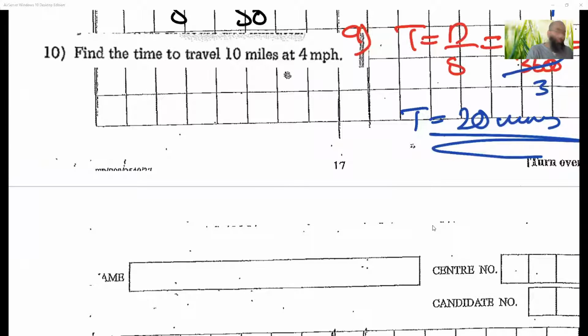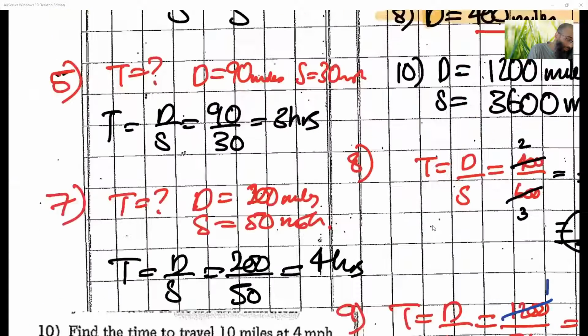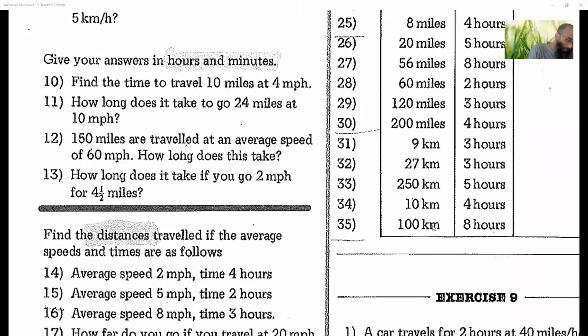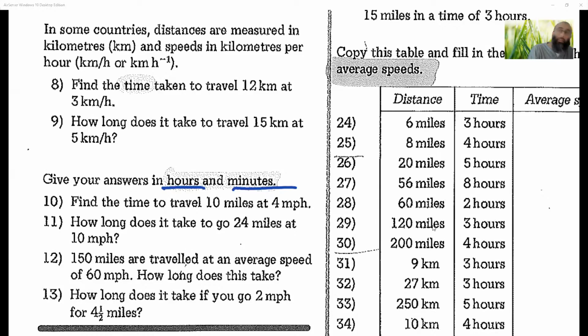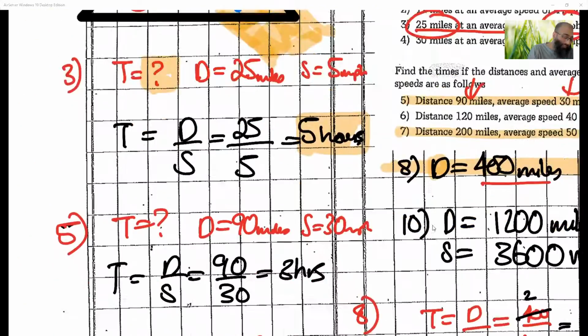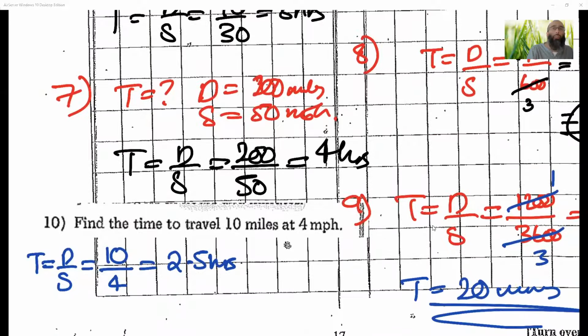Question number 10. Let's have Ibrahim. How do you do this one? Find the time to travel 10 miles at 4 miles per hour. So distance is 10. The speed is 4. What's 10 divided by 4? 2.5. And they want the answer in hours and minutes. So 2.5 hours is the pure answer, but that's not how they want the answer.